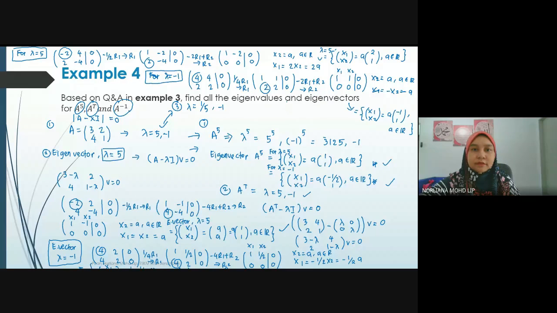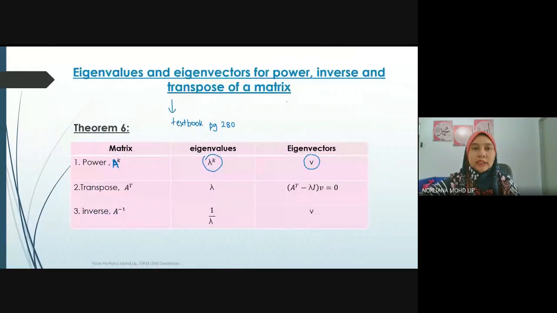Okay, untuk yang ni, awak kena ingatlah dia punya konsep kat sini. Theorem dia. So, for the power, A power of K, the eigenvalues equal to lambda power of K. The eigenvector equal to original eigenvector. Ini tak berubah lah. Maksudnya, kalau untuk transpose, eigenvalue dia sama. Dan eigenvector awak kena cari yang ni.